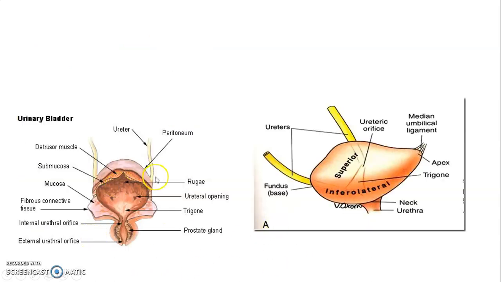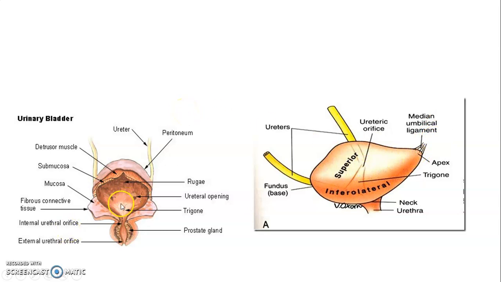So this is the urinary bladder. In males, that's the position of the prostate gland. The urinary bladder has an inferolateral surface and a superior surface. These are the ureters opening into the urinary bladder. That's the trigone. Tri means 3. So you have an opening of the ureter on this side, an opening on the other side, and below you have the opening of the urethra. So it forms a triangle. And that's the median umbilical ligament that supports the apex of the urinary bladder.